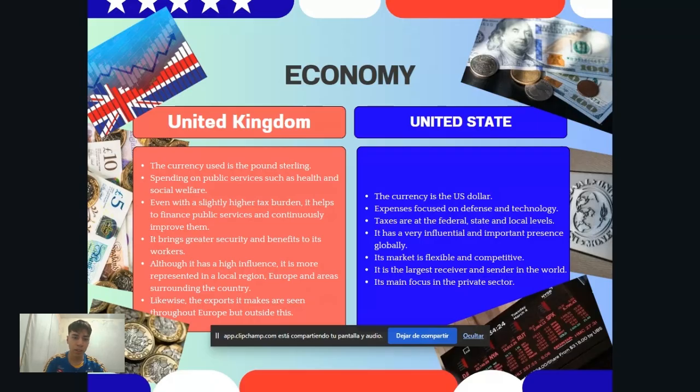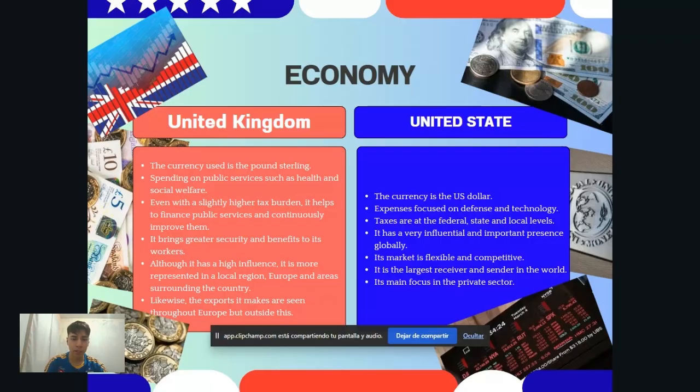Although we know that the United States has global reach and a very strong market presence and journey compared to the United Kingdom, which in Europe can have influence, in those nations that are close it does not present the scope that the United States has.